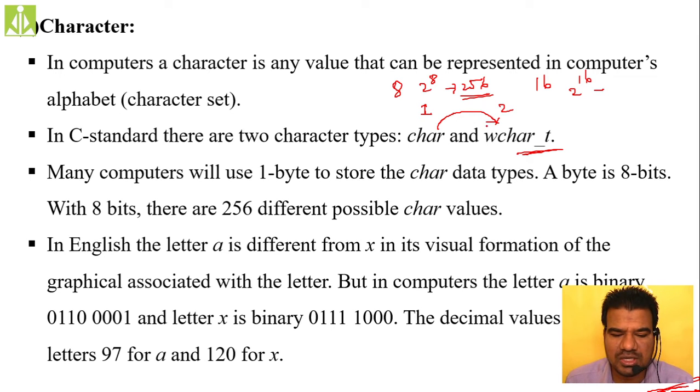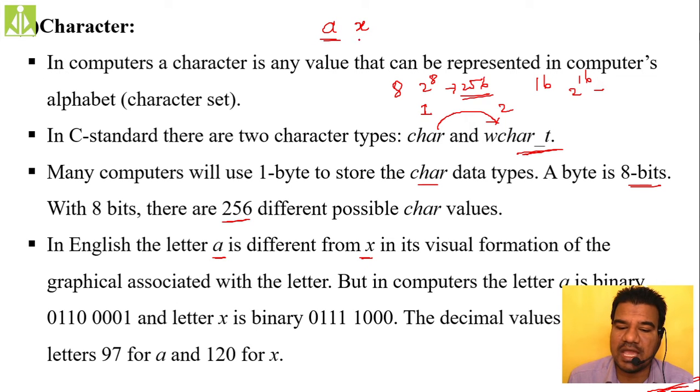Okay, hopefully you understood. Many computers will use only 1 byte to store char, and 1 byte means 8 bits. 8 bits in the sense 2 power 8, that is 256 different possible characters. The way we see A and the way we see X, the graphical representation, your computer will not see A like this or X like this. Simply we have a binary equivalent value associated with this A and a binary equivalent value associated with this X as well.